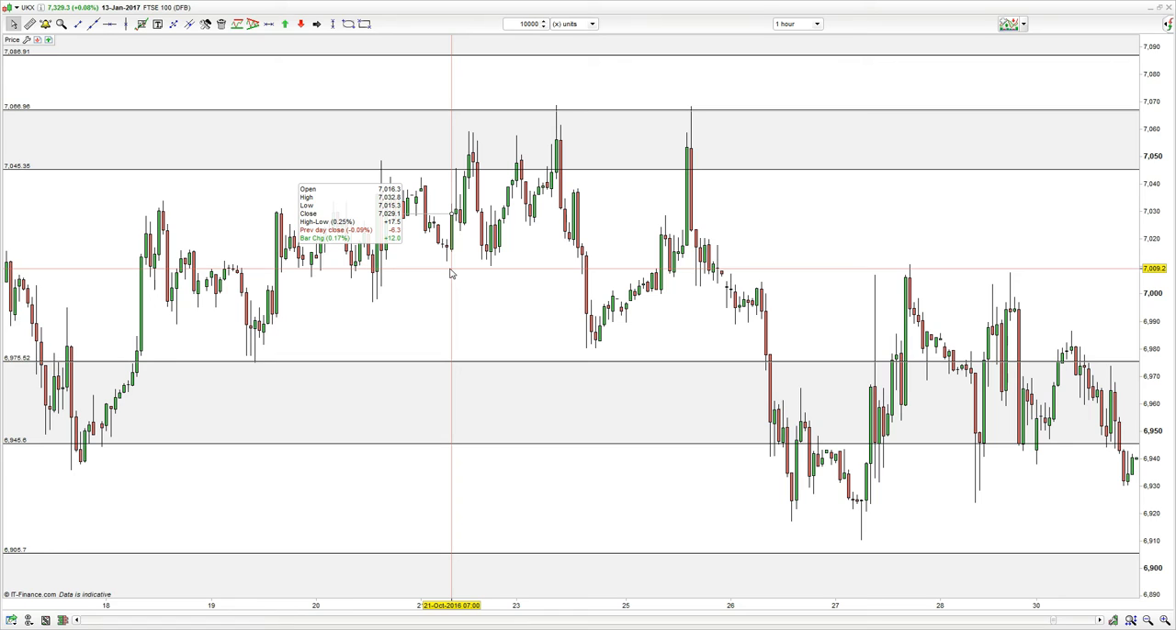And the last thing to note here is that trading from these levels is not as simple as waiting for price to reach them and then entering a trade. But we will discuss this later in the video.